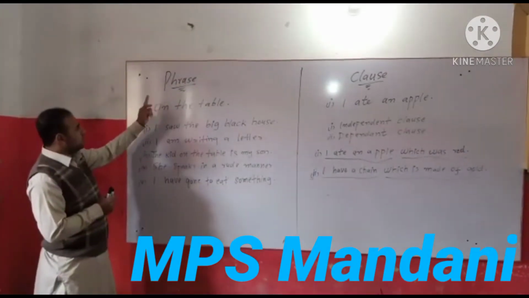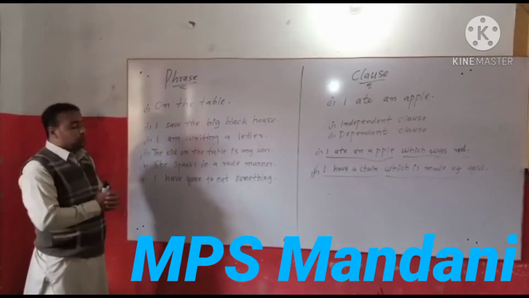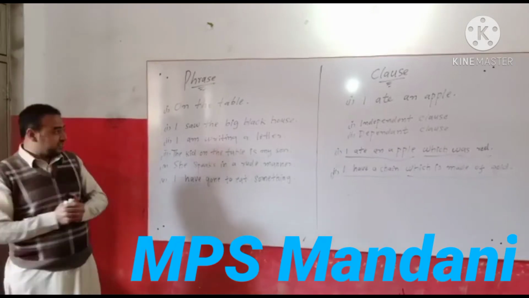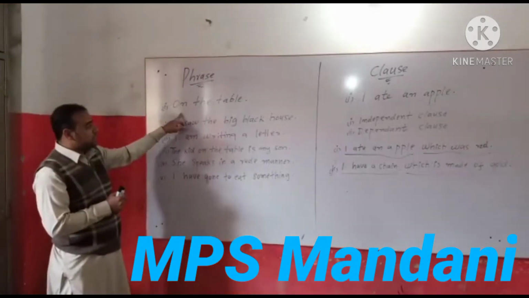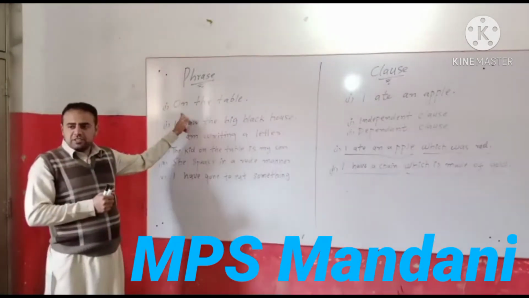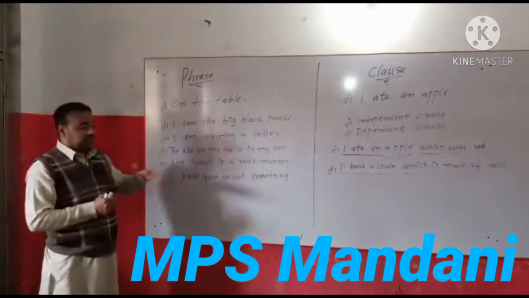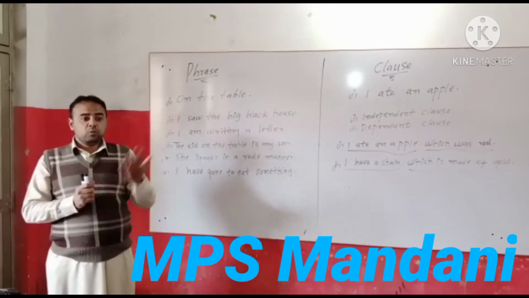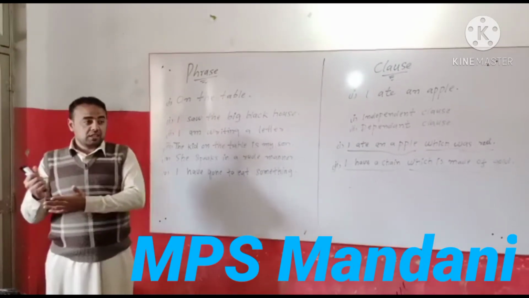So let me explain first what is a phrase. A phrase is a group of words which makes some sense but not a complete sense. For example, on the table. It makes some sense but it is not a complete sense. Another example is inside the room, or on the wall, or outside of the room.